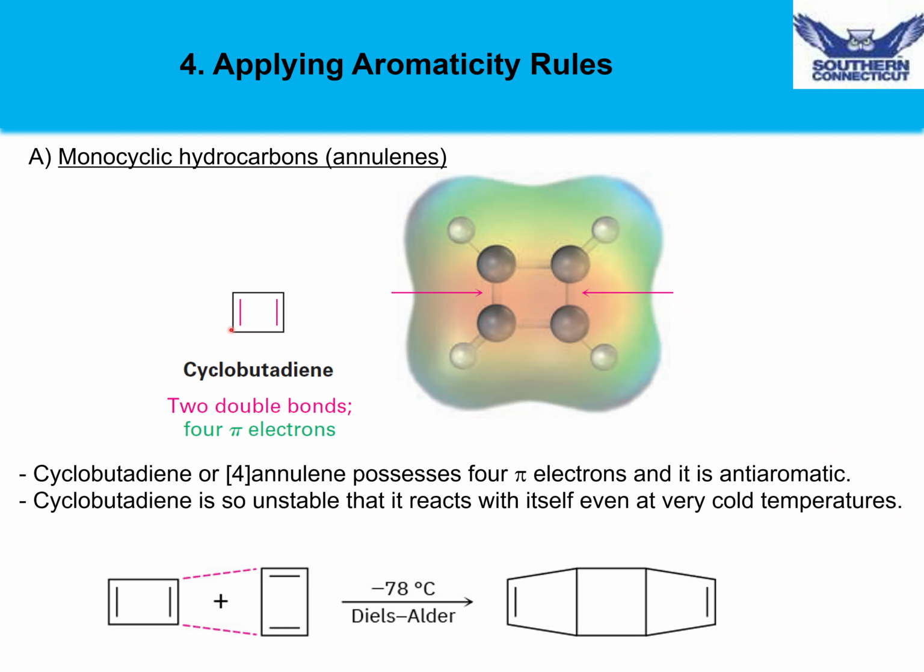Now, because it has 4 pi electrons, it doesn't follow Huckel's rule. Instead, it follows the rules based on anti-aromaticity. So this compound would be predicted to be anti-aromatic. That means that this compound is very unstable, and it should come as no surprise that the compound is so unstable that it actually reacts with itself through a reaction called a Diels-Alder reaction, where the molecule dimerizes and it makes this dimer shown here.